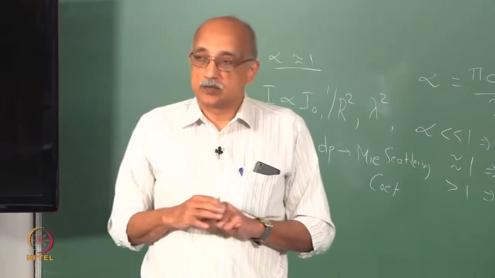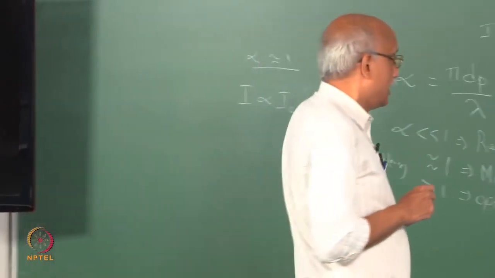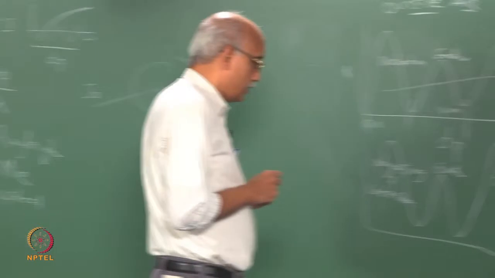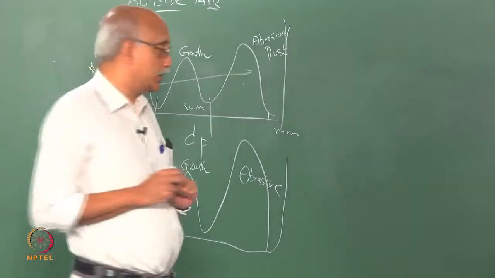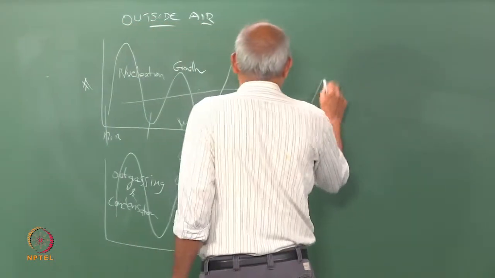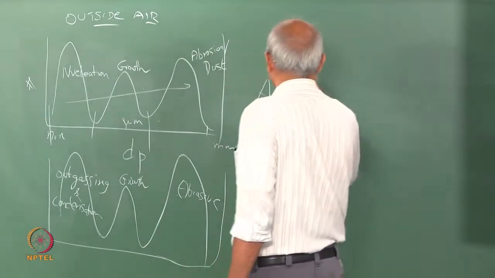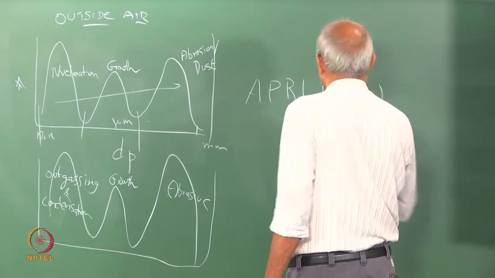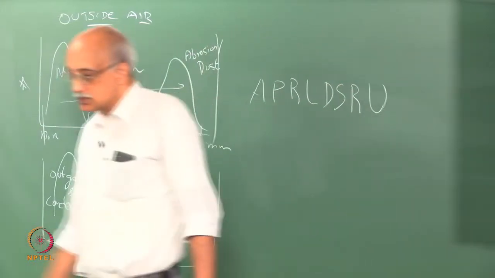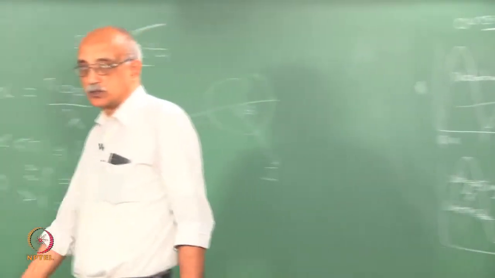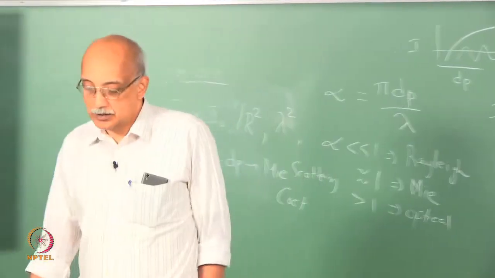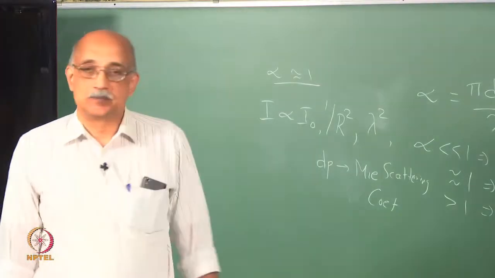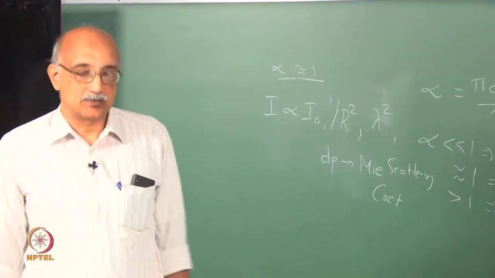So particle counters are very, very useful instruments, and they have to satisfy certain requirements, and there is an acronym that you might want to remember, which summarizes the key characteristics of a particle counter: APRL, DS, or U. A stands for accuracy.